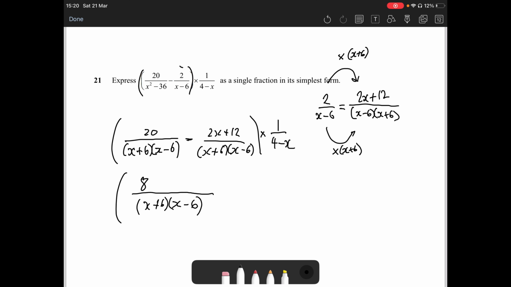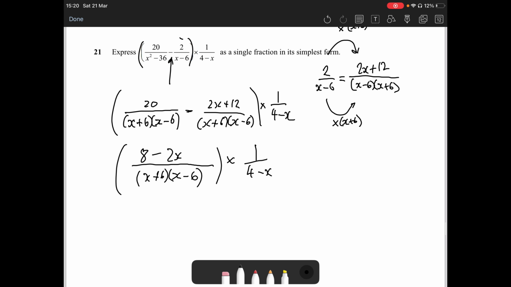Now this bit, be careful. A lot of people forget. A lot of people think you're only taking away 2x. You're actually, where the minus sign's been written, taking away both the 2x and the 12. So 20 take away 12 is 8. That's where my 8 is coming from. And then obviously take away 2x, you've got minus 2x at the end, times 1 over 4 take away x.